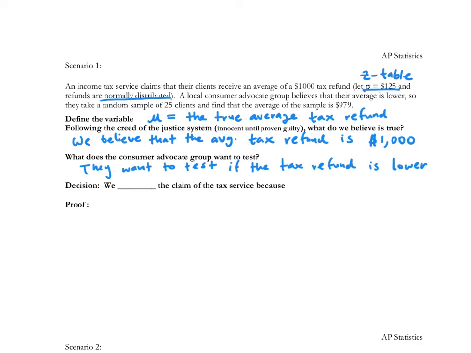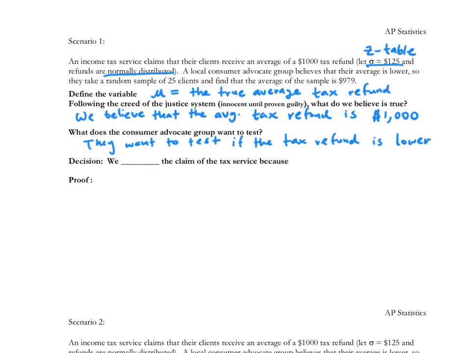So there are two ways actually to get proof. One way is going back to the topic before confidence intervals. We talked about sampling distributions. And since we sampled 25 people, right, it says that they sampled 25 clients, we can get a probability.